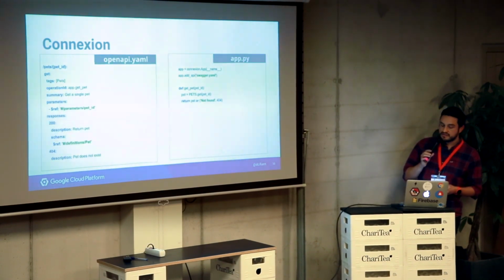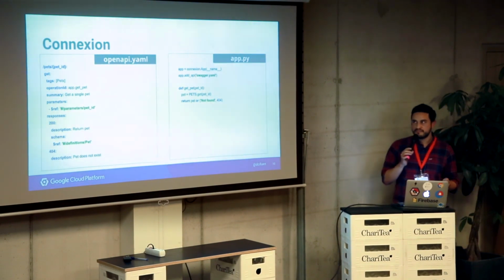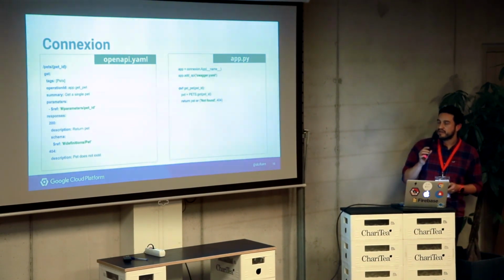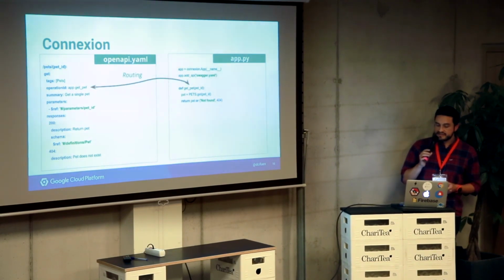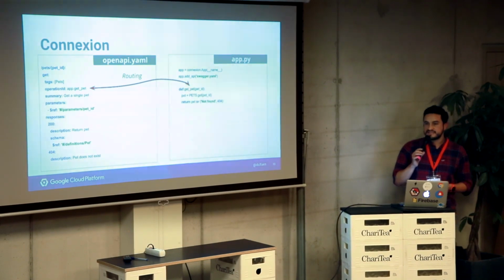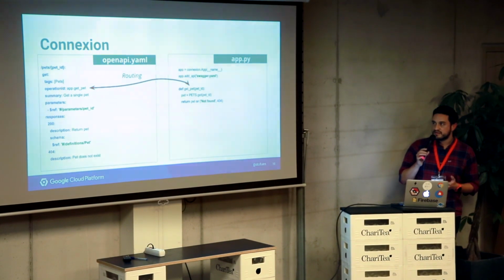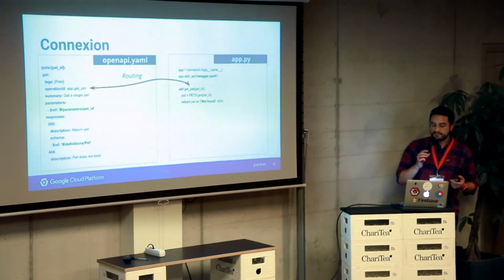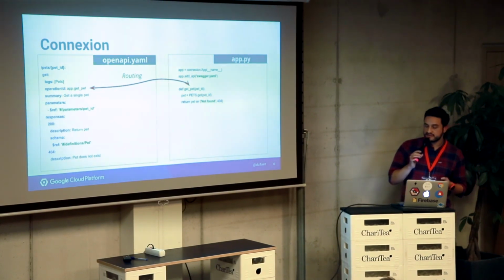So let's see how it works in action. Here we have our OpenAPI spec on the right and our Python file on the left. The first thing is the automatic routing. As you can see there, we have a new field called operationId. And here we say, okay, for this operation, for this API call, call the appropriate Python function, in this case, app.getPet.